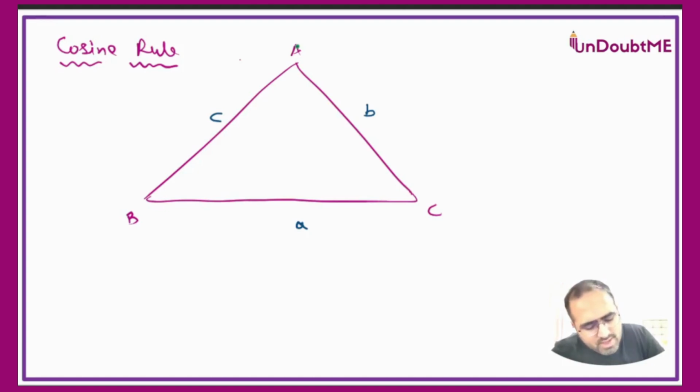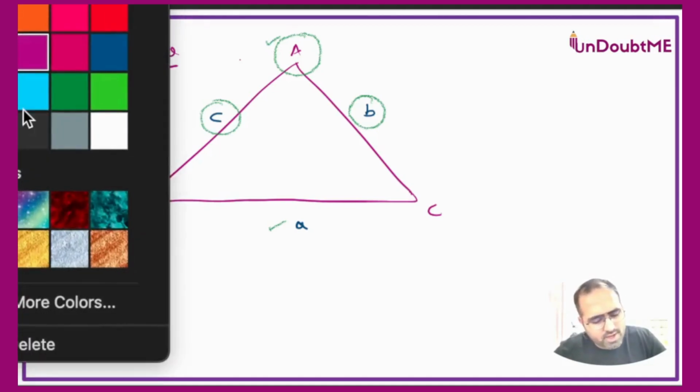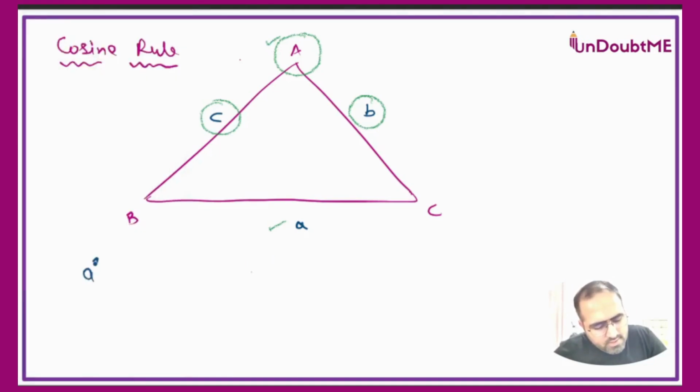What I mean to say is, let's say angle A is given, and side C and side B are given. Now B and C are just symbolic. Basically, angle A and the two sides which comprise angle A are given and they are asking for the third side. So we can use the cosine rule. How do we write the formula for that? A square is equal to B square plus C square minus 2BC cos A.